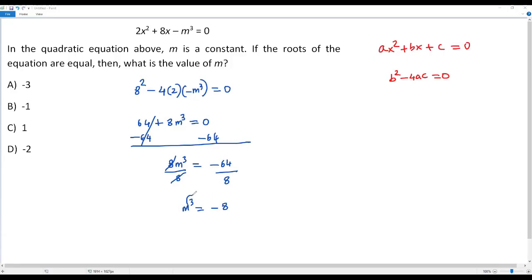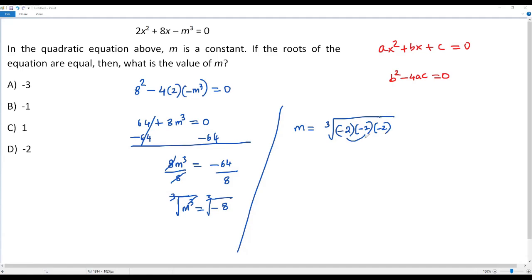Okay, now to get rid of the exponent 3, we have to take a cube root on both sides of this equation. Okay, let me do it. On the left side, the cube root and the cube will cancel out. I am getting m on the left side, and the −8 inside the cube root can be written as −2 times −2 times −2. When I multiply −2 and −2, I get positive 4. Positive 4 times −2 gives me −8, the value we have over here.